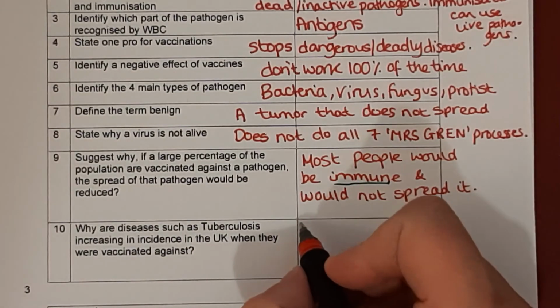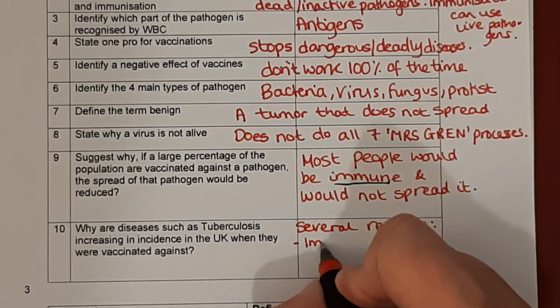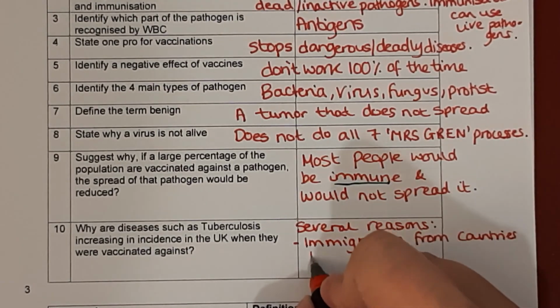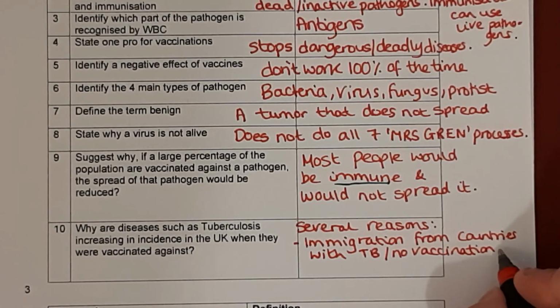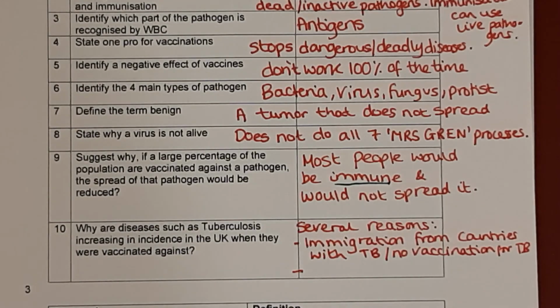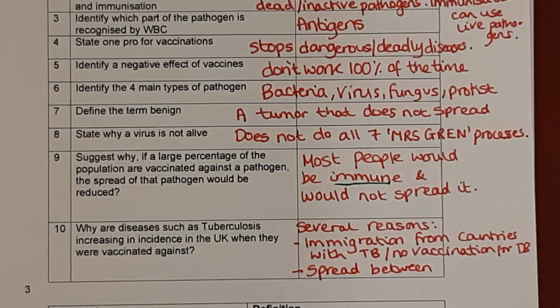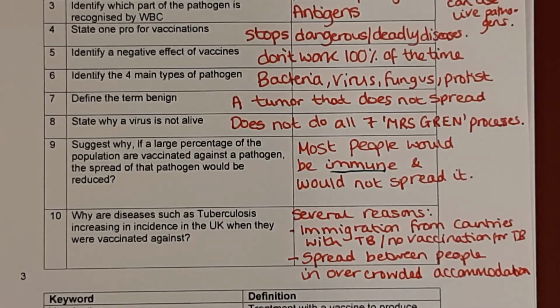So we'll write that there are several reasons, and any one of these is fine. So first is immigration from countries with TB or no vaccination for TB. Another is spreading between people in overcrowded accommodation. The third one was that it would spread from these people that have brought TB with them or got TB from them in overcrowded accommodation to other people whose immunisation hasn't worked or has essentially run out.